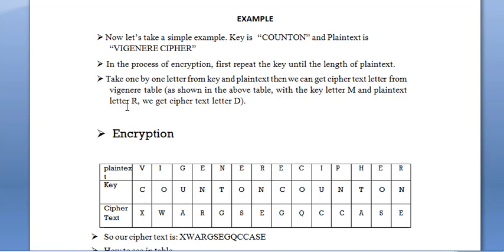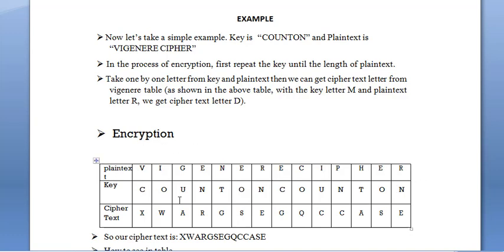Now our key is shorter than the plain text, so repeat the key until your plain text is covered. The key is "count on", so here it will get completed. Then again start writing your key. Similarly, you make it until your plain text is covered.